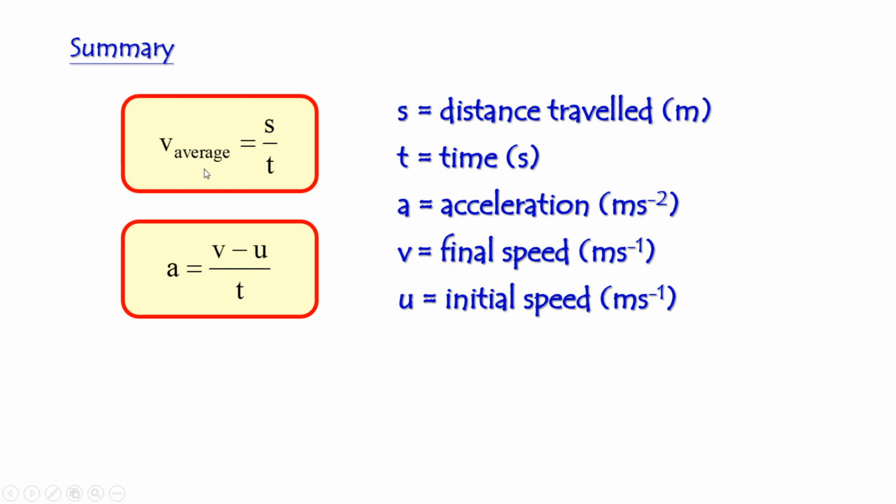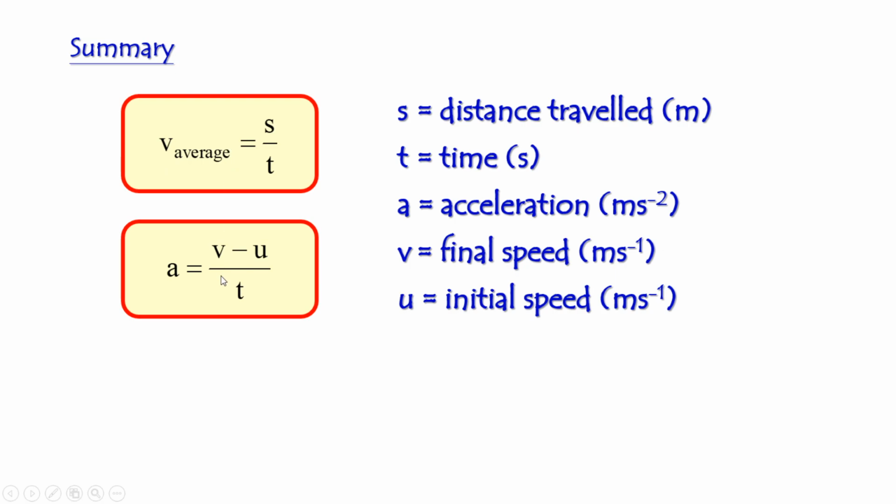If you need to find out the initial or the final speed of an object, you should use the second equation. Understand? So unless you have to find out the average speed of an object, otherwise, don't use the first equation.